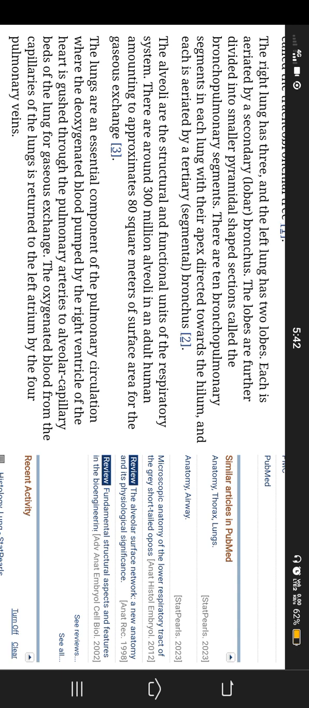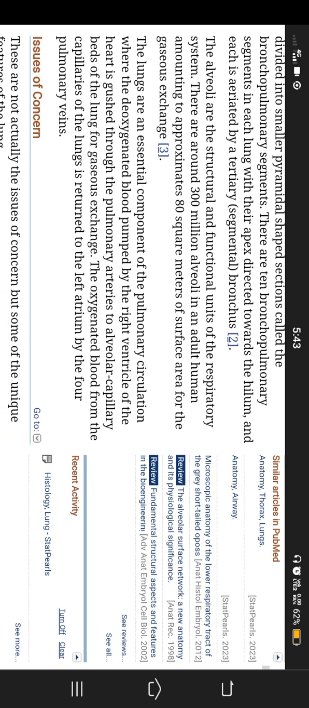Each is aerated by a tertiary or segmental bronchus. The alveoli are the structural and functional units of the respiratory system. There are around 300 million alveoli in an adult human, amounting to approximately 80 square meters of surface area for the gaseous exchange.